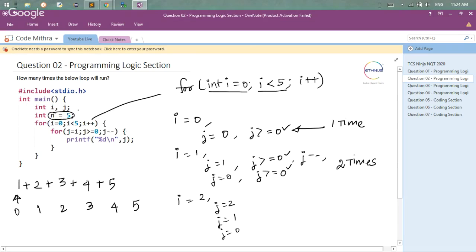Yeah, Zoya, we will be speaking about post increment and pre increment definitely. Okay, just hold on. Question number 3 will be speaking about that.